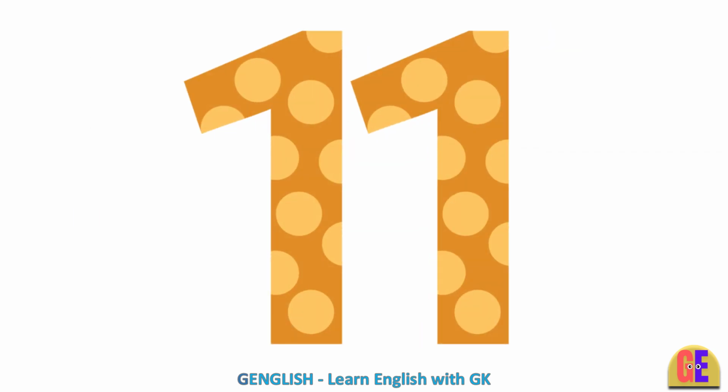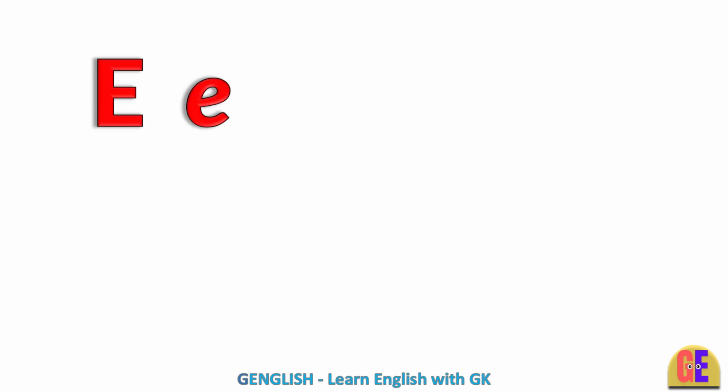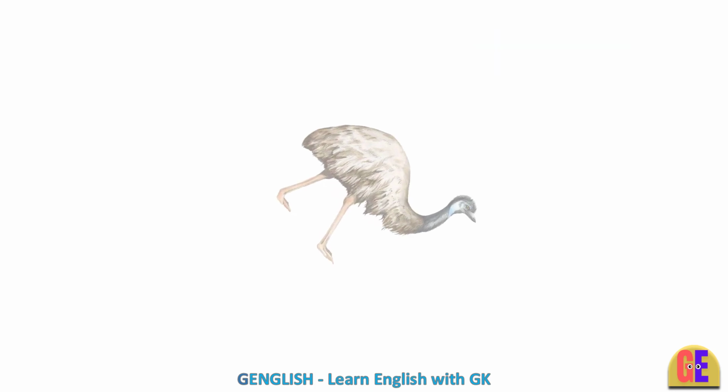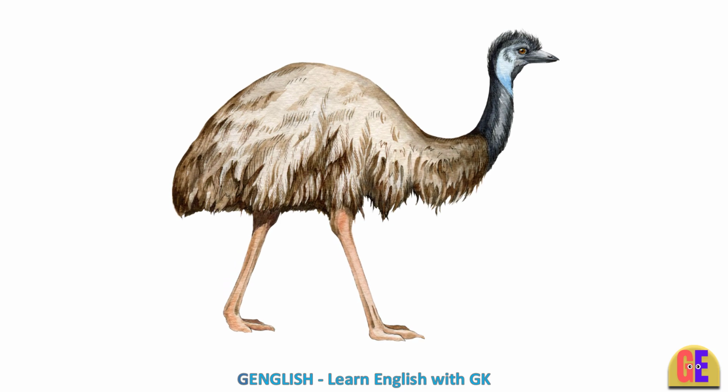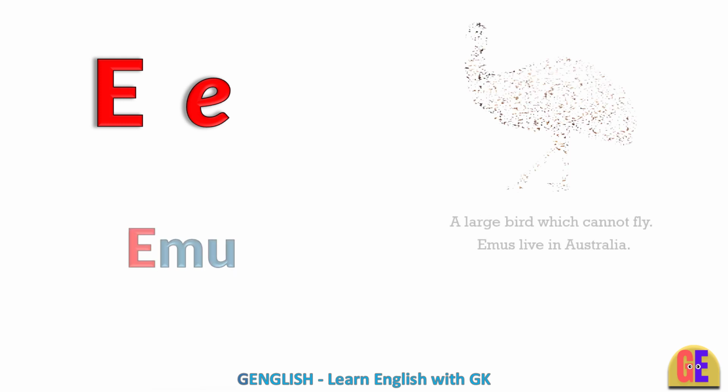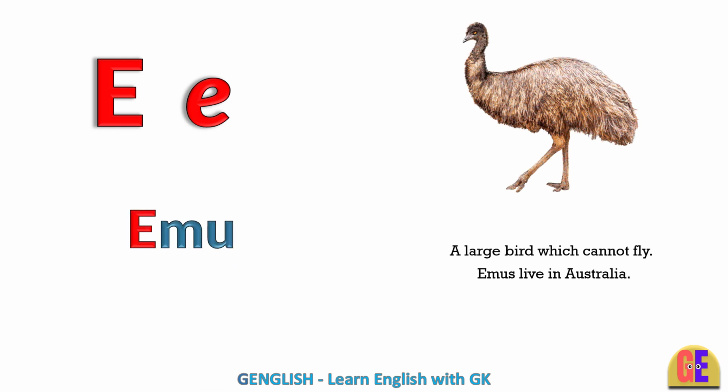11. E for 11, the number between 10 and 12. Emu. E for emu, a large bird which cannot fly. Emus live in Australia.